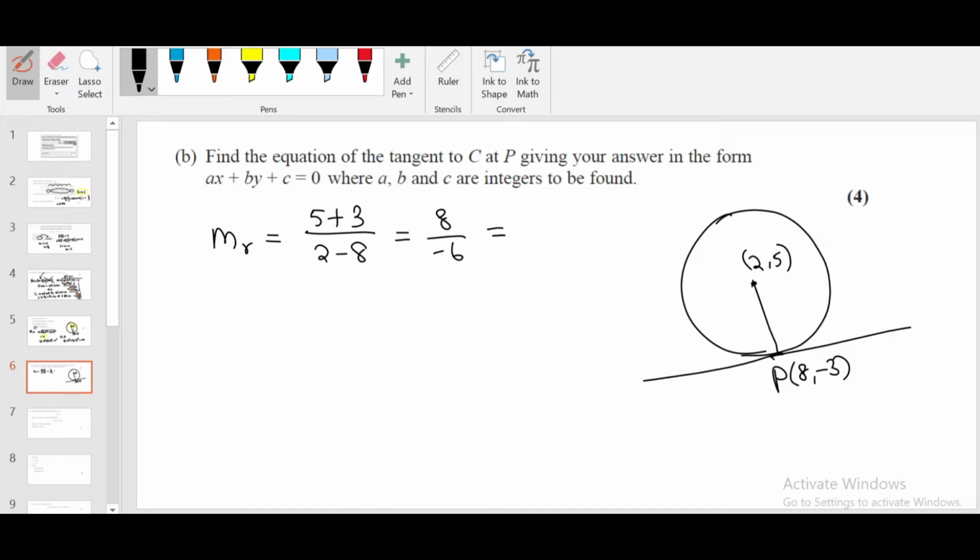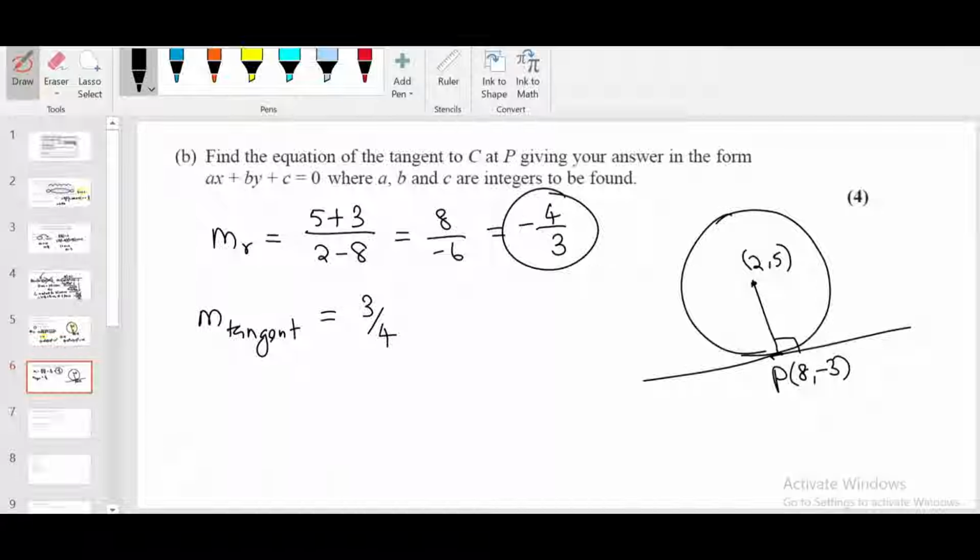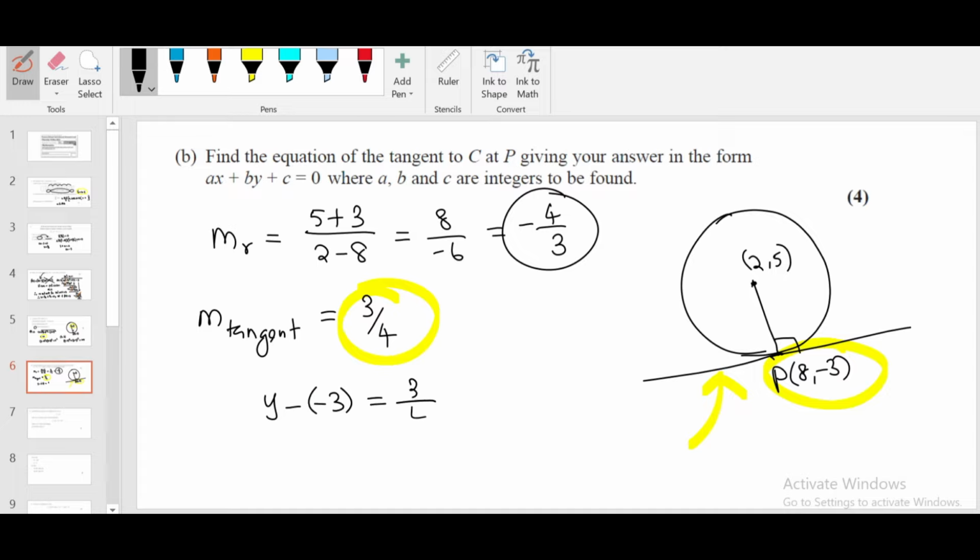So what would be the slope of the tangent now? Because the tangent is perpendicular to the radius, you take the negative reciprocal of this. So 3 over 4. You have a slope and a point, so you can find the equation of the tangent. y minus y1 is equal to slope times x minus x1.